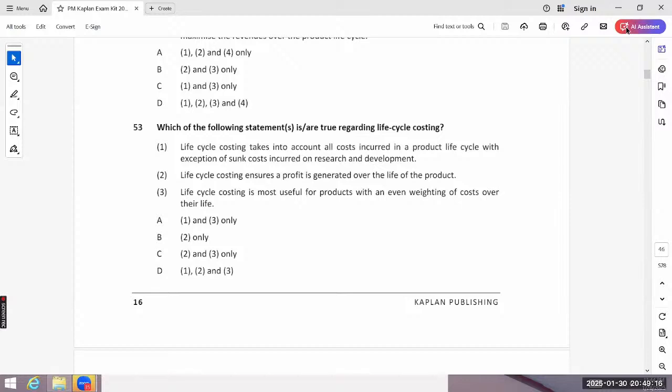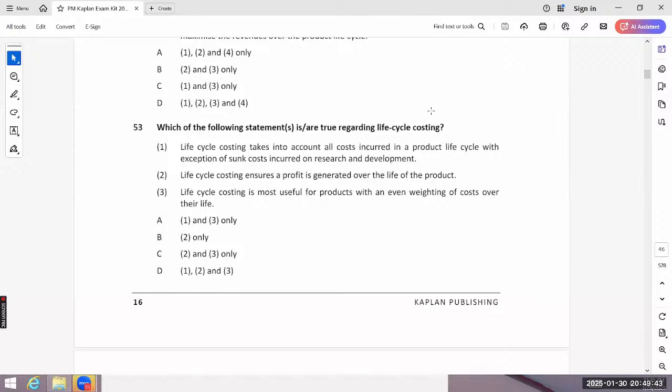Sunk cost means irrelevant cost, the cost which is already incurred. No, it's not true, because the concept of sunk cost and committed cost is the topic of relevant costing, not life cycle costing. In life cycle costing, we consider all the costs, whether they are relevant or irrelevant, sunk cost or not sunk cost. So one is not the right option.